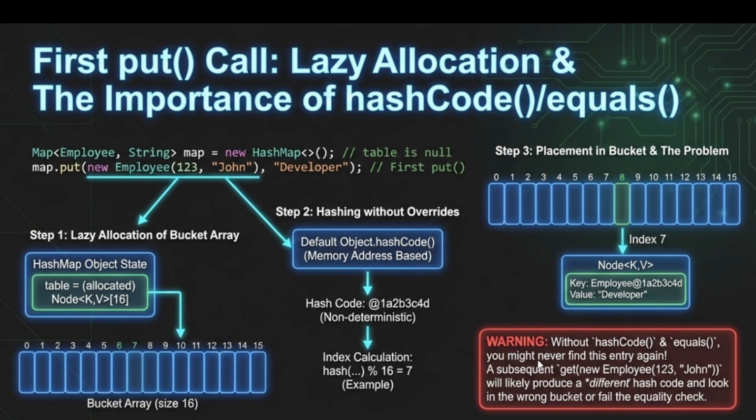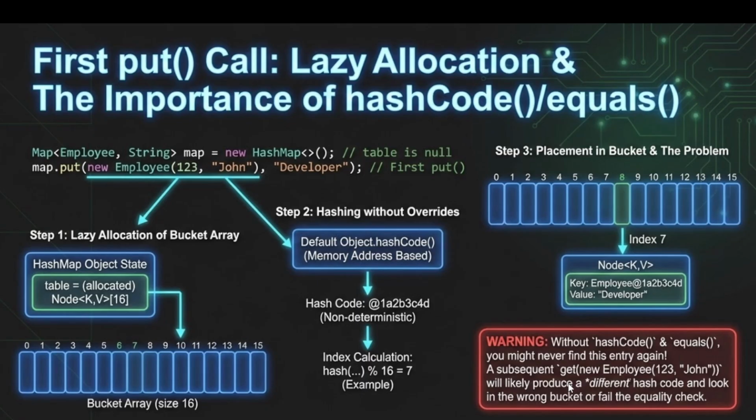And this warning: suppose I have created a hash code based on the employee object. Next time, when we are getting that object, we create a new object with one two three. Again, it will create a new hash code. Why? Because we have not created the hash code method. So for every new employee object, a new hash code will be created. That is the reason it says here, without hash code equals, you might never find this entry again. A subsequent get will likely produce a different hash code.